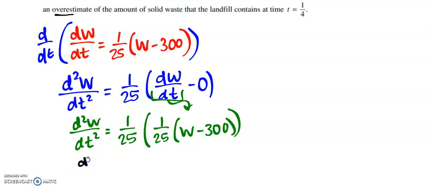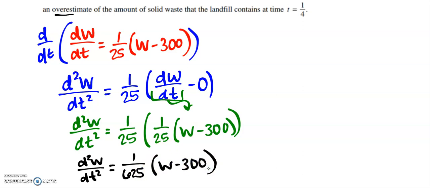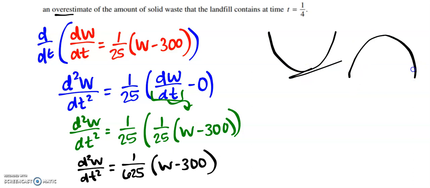If I want to clean that up a little bit, d squared W over dt squared equals 1 over 625 (W minus 300). And then there's a couple of ways that we can go about doing this. If we want to know if a tangent line was an overestimate or an underestimate, we care about the concavity. So if our graph was concave up, then tangent lines are underestimates. If our graph were to be concave down, then our tangent lines are overestimates. So two ways you can think about this.